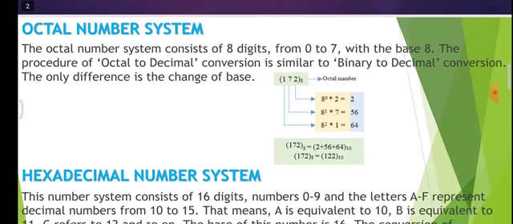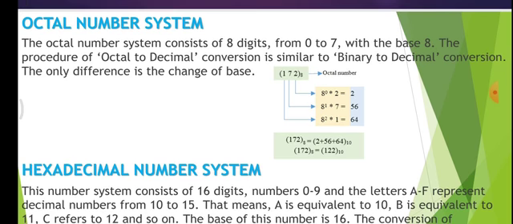The next is octal number system. Octal means 8. The octal number system consists of 8 digits from 0 to 7 with the base 8. The procedure of octal to decimal conversion is similar to binary to decimal conversion. The only difference is the change of base.